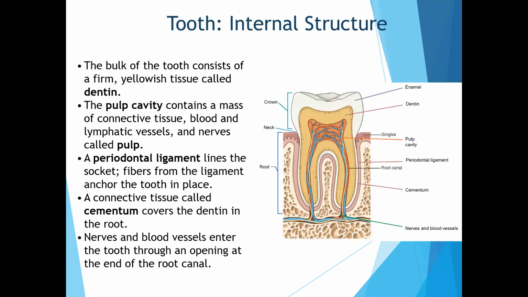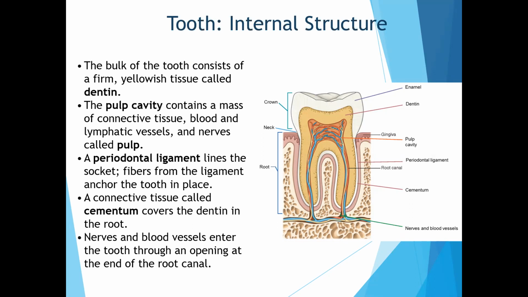Okay, let's talk a little bit more about the internal structure of our teeth. I kind of highlighted all the important parts for you. The bulk of our tooth is what is known as dentin. That's the first inner layer of our teeth. The top covering, or the white part of our teeth, is actually our enamel. That's more of a protective covering for the dentin itself.